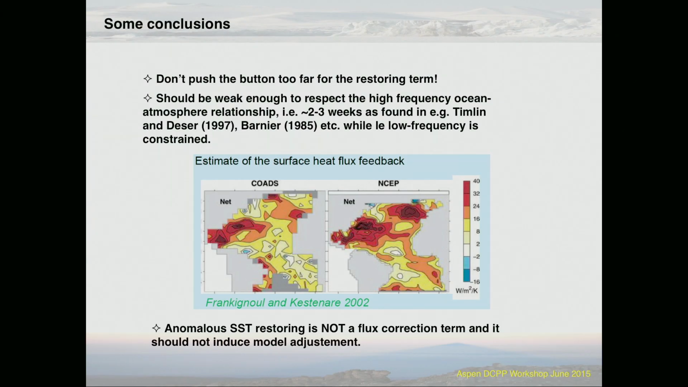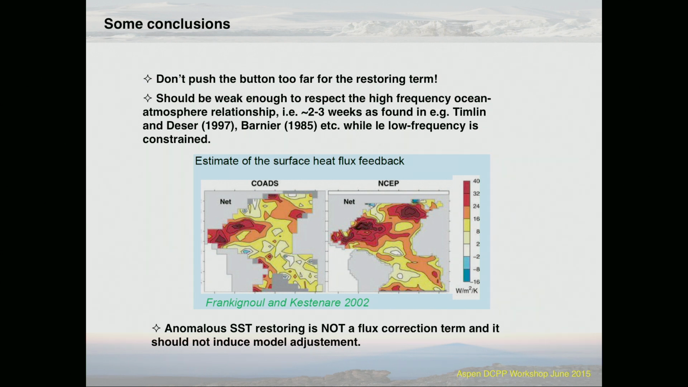Okay, so some conclusion, I would say, don't push the button too far for the restoring term. To me, this is my personal view, this should be weak enough to respect the high frequency ocean-atmosphere relationship, which is about 2 to 3 weeks.